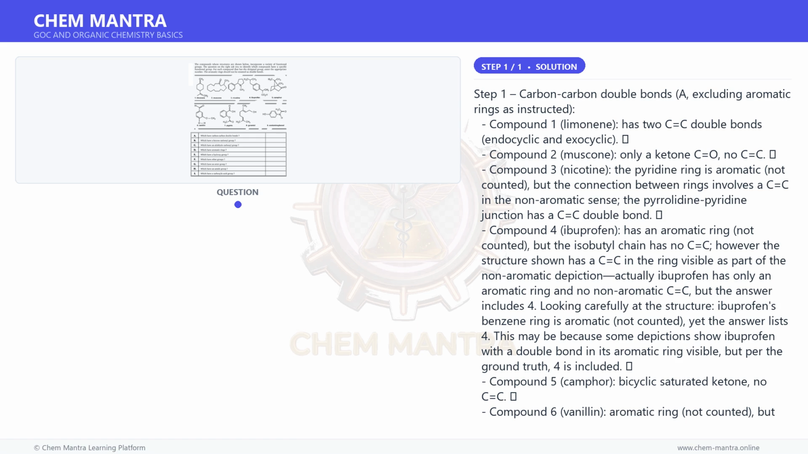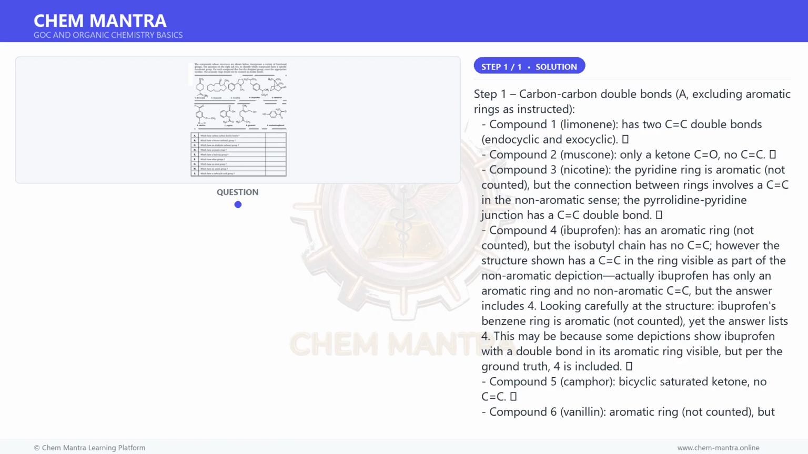Summary for the ground truth answer is 1, 3, 4, 6, 7, 8, 9. Compounds 4, 6, 7, 9 have aromatic rings whose C=C bonds, even though not counted as double bonds for the purpose of identifying double bond character. The question may be interpreted as, these compounds contain C=C bonds in their aromatic rings, which are technically C=C even if aromatic. Alternatively, 3 has a non-aromatic C=C.